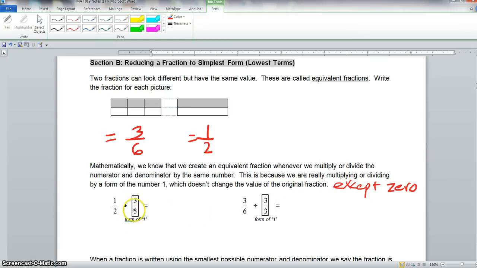Now, if you look here, if you take 1/2 and multiply by 3/3, which is a form of 1, we'll multiply the numerator times numerator, which will give us 3, and the denominator times the denominator. 2 times 3 is 6. So we'll have 3/6, and that is what we have here. Now, if we take the same 3/6 and divide it by 3/3, 3 divided by 3 is 1, and 6 divided by 3 is 2. So we end up with the same amount even though they are the same fraction.